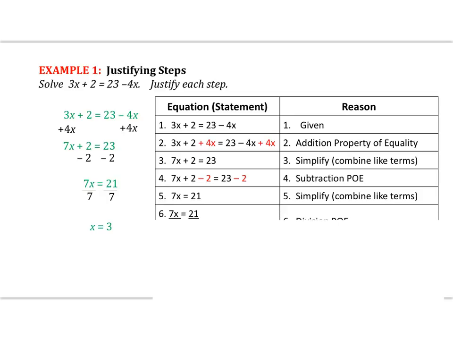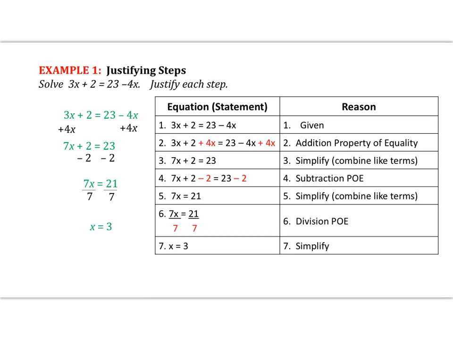Our next step is that we divided by 7 on both sides. So when you divide the same value on both sides, that's the division property of equality, resulting in x equals 3. Our final conclusion is that x equals 3, and our reason is that we simplified. So this is our introduction to proofs. We're going to start with what we already know from prior courses, and that's solving algebraic equations.